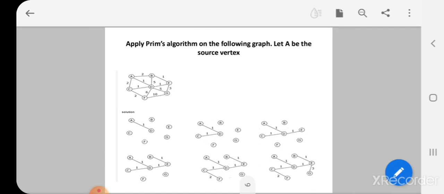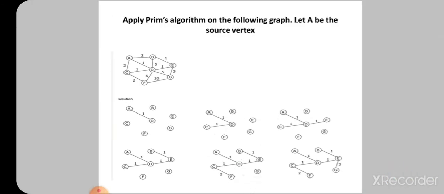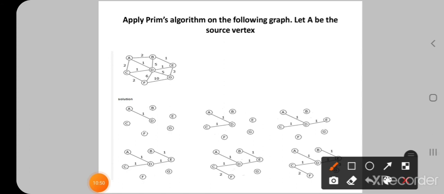And this is an example given. Apply Prim's algorithm on the following graph. Let A be the source vertex.